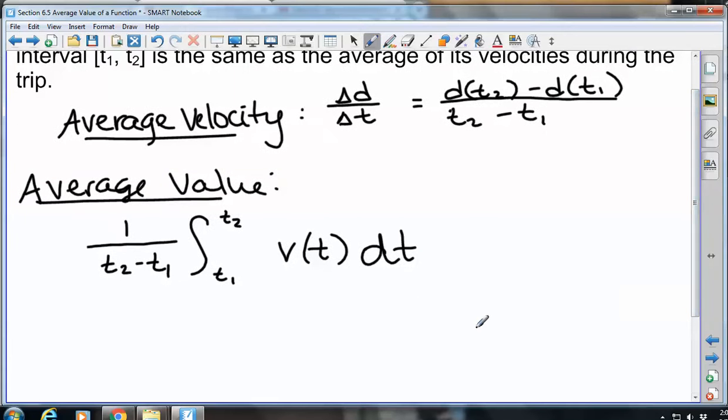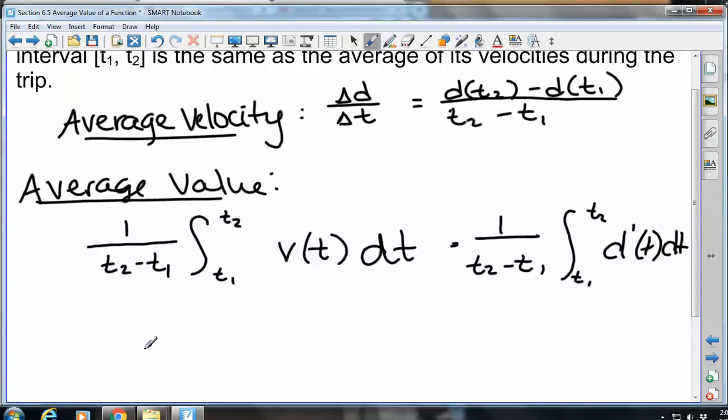But you already said that velocity is just the derivative of your distance, right? Derivative of your position. So instead of velocity, I'm going to call that my d prime. Velocity is the derivative of distance. We know that already. Derivative of our position.